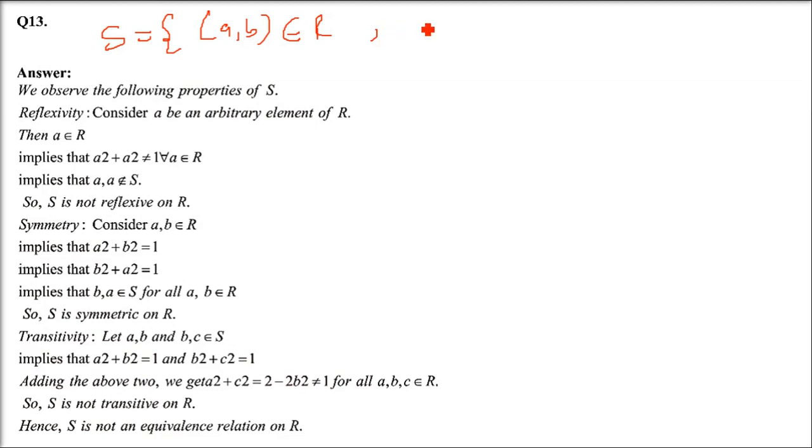What is the set? Set equals A comma B, which is belonging to the R set. Actually, it has to come from R cross R. It is a Cartesian product, and the Cartesian product will give you the relation. So this is given as A square plus B square equals 1.